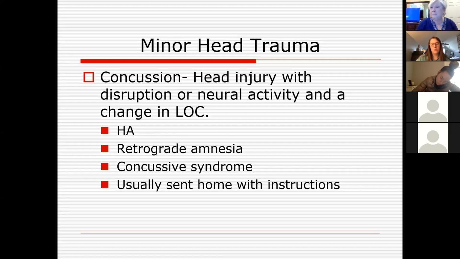It's very, very common. Typically, these patients are sent home with instructions on what to do and what to come back to the hospital for. And I've got some examples in just a minute of what to come back for. So that's just concussion. They've got their bell rung.